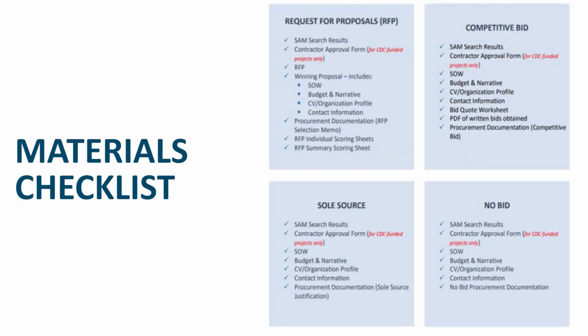Materials checklist. For each procurement type, use this checklist to make sure all supporting documentation is attached to the requisition. This list may also be found in the Contract Requisitions SOP found on SharePoint. The amount varies for each procurement type.